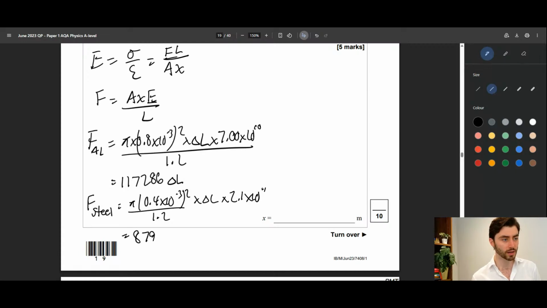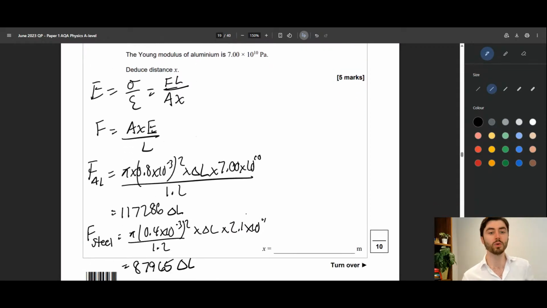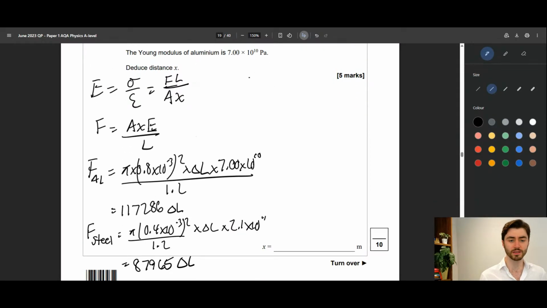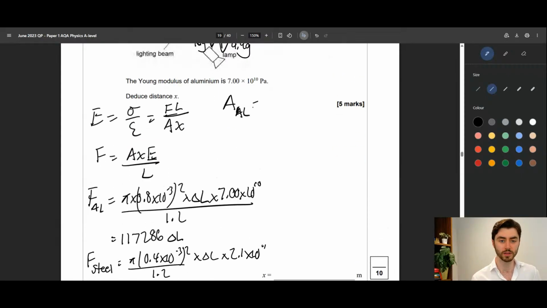In fact, I will do that now. So yeah, this is time pressured in the real thing. So I know that A for the aluminium is 4 times A of the steel, because the radius is double. I know that the Young's modulus of aluminium is a third that of the steel.